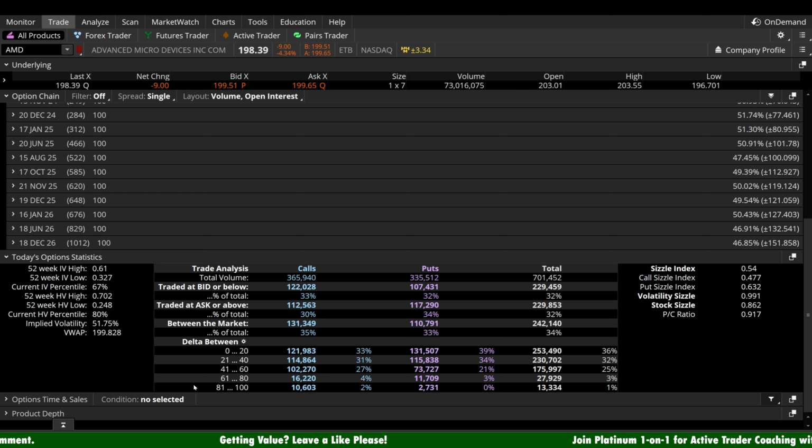And if we look here, it's interesting because that 0 to 20 delta range, those are those short-term speculators, at least the highest density of those style of traders, because those are those far out of the money, cheapy, gambly style calls and puts. We have about 122,000 calls and about 131,500 puts. Again, relatively undecided, but a very slight put side bias actually in the short-term speculator delta range of 0 to 20.